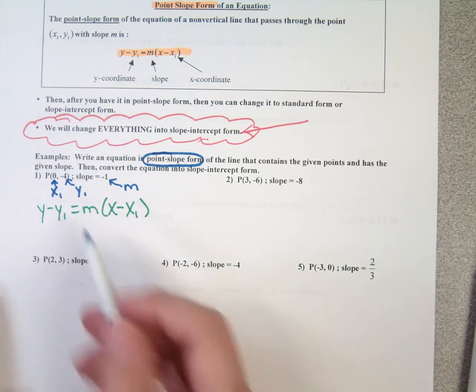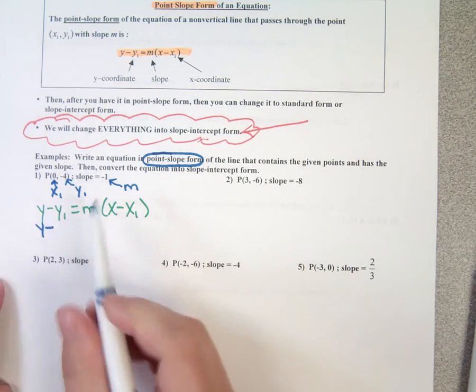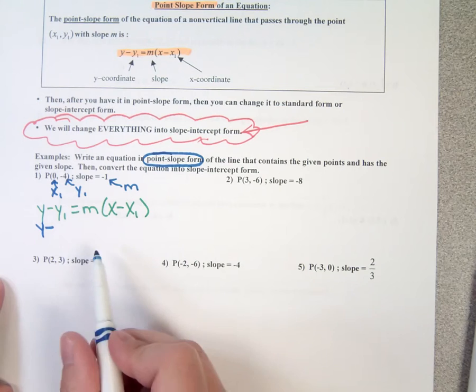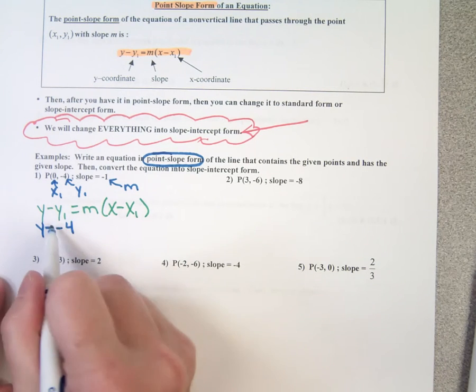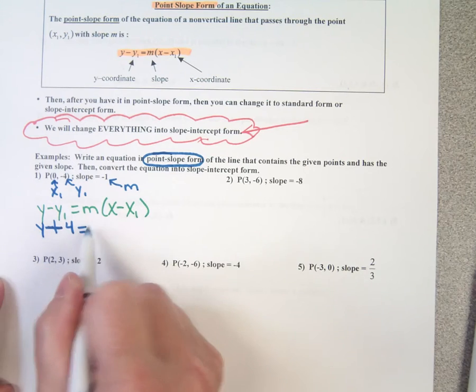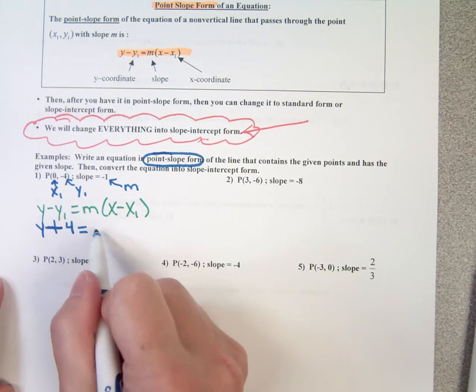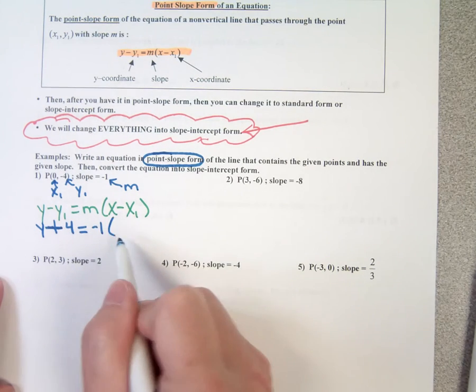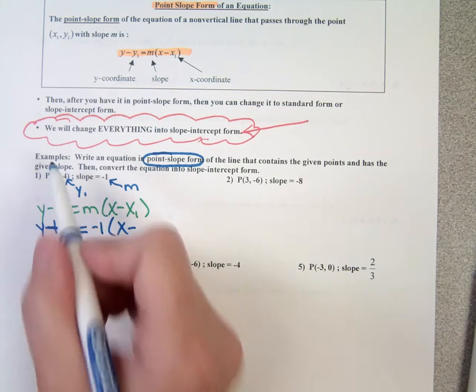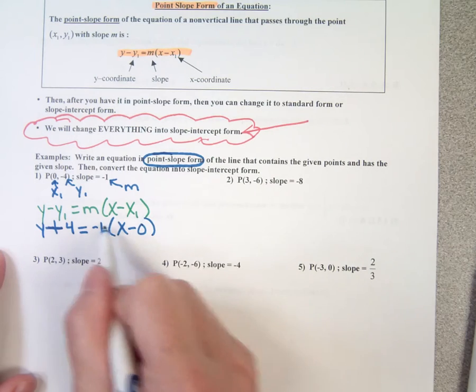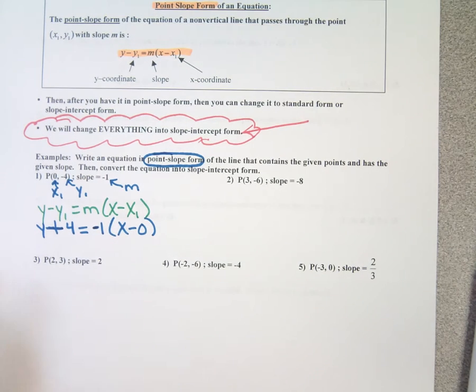Okay, so here I go. I'm going to go y minus, which one's the y coordinate? -4. And I can go ahead and change this minus a negative into a plus. Equals, what's the slope? -1. And then parentheses x minus, which one's the x coordinate? 0. Okay, here it is in point slope form.